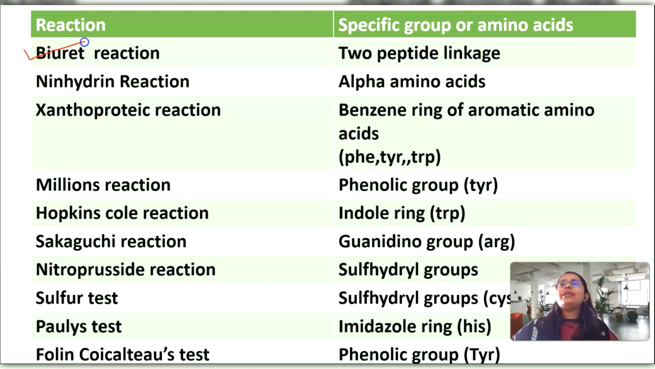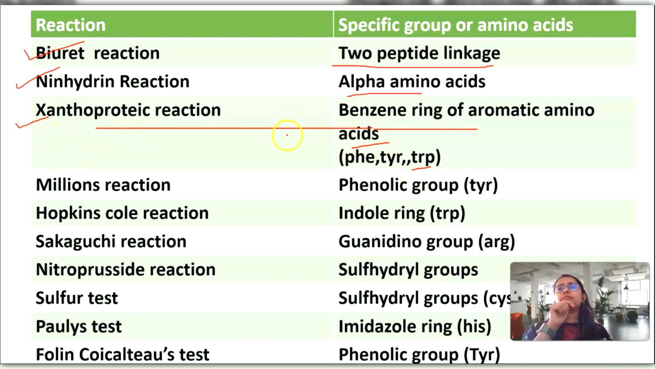The first is the biuret reaction. The biuret reaction is used to identify the peptide linkage in the solution. Then the ninhydrin reaction, mostly for the alpha amino acids. Then the xanthoproteic reaction, which is for the benzene ring of aromatic amino acids, means mostly aromatic group identification, amino acids like phenylalanine, tyrosine, tryptophan. For the identification of those types of amino acids, we can use the xanthoproteic reaction.